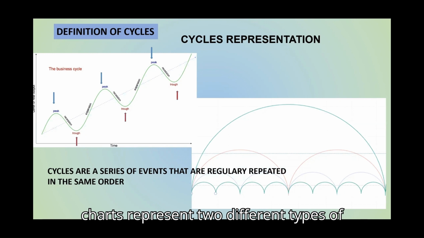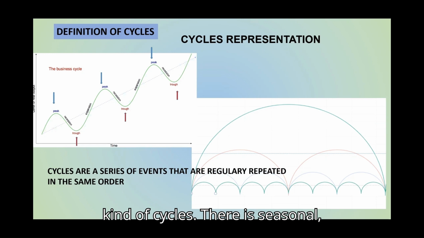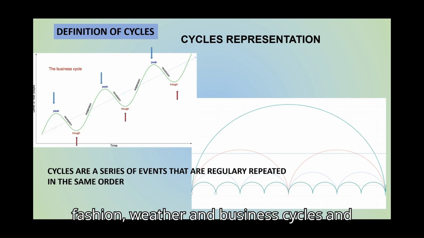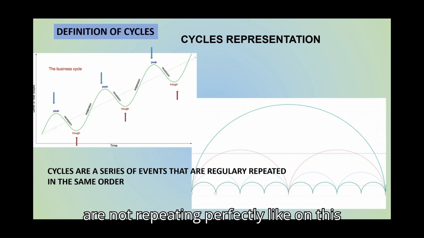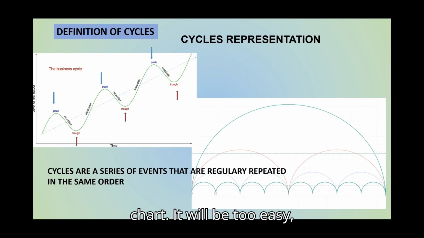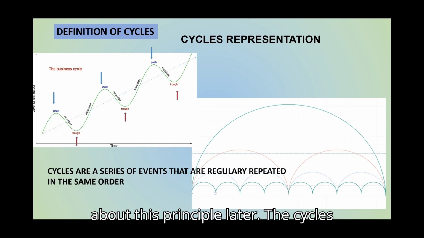These two charts represent two different types of cycles. Of course there are more than two kinds of cycles. There are seasonal, fashion, weather, and business cycles and so on. In the stock market, the cycles like any other kind of cycles are not repeating perfectly like on these charts. It would be too easy. But there is one principle, called the principle of variation. We will see more about this principle later.